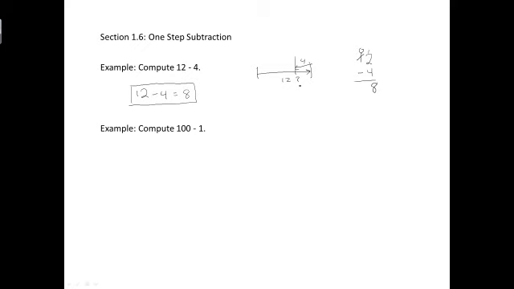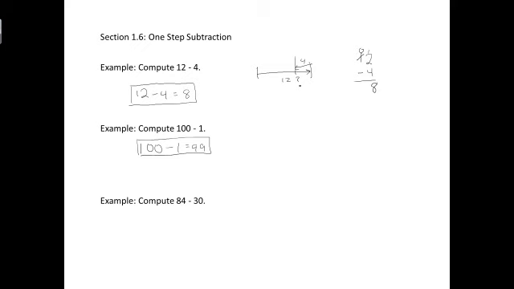Compute 100 minus 1. 100 minus 1 is 99. You should be able to see this because the number 99 is just to the left of 100 on the number line. And again, if we were to use borrowing to do this calculation, there would be a lot of extra work that just didn't need to be done.